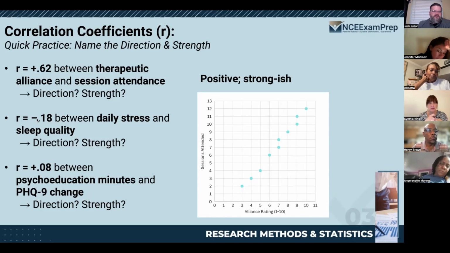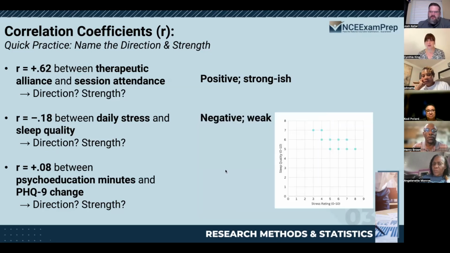We've got our coefficient of minus 0.18 between daily stress and sleep quality. First, what's the direction, positive or negative? Negative. And what's the strength? Weak. Negative, weak. Very good. You see how it's not a straight line? We have to kind of jump around a lot in order to connect this one to this one. So would that still be a downward slope? Yes, this would still be a downward slope.